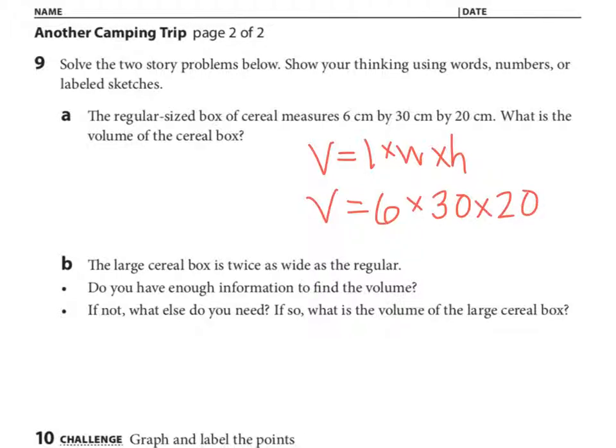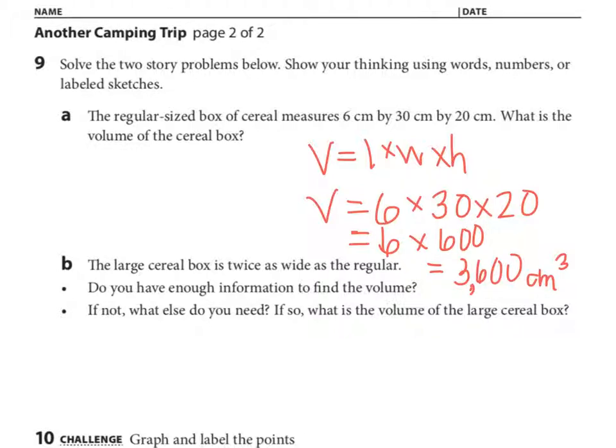And I know that 30 times 20 would be 600. I'm thinking 6 times 600, and that equals 3,600. And I have to think, what are my units here? My units are centimeters cubed. So again, centimeters cubed or cubic centimeters.